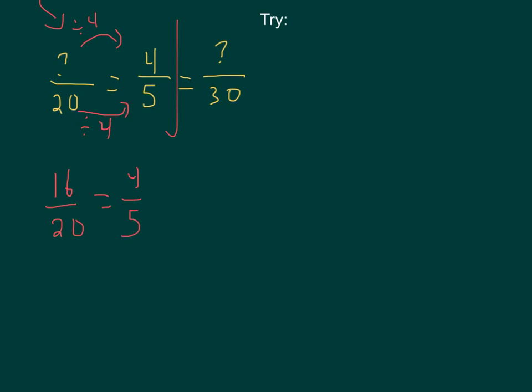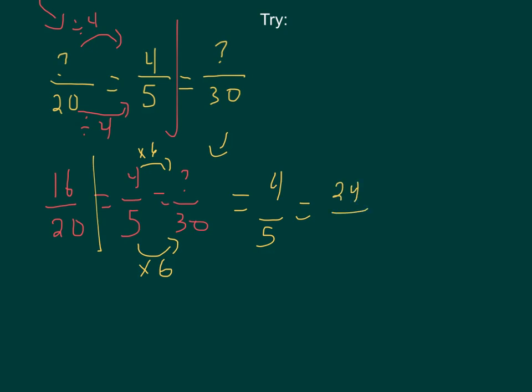Now we work with the next part. So we are going to ignore the first half now, and just work with this side. So we'd ask ourselves, 5 times what gives us 30? Well, 5 times 6 will give us 30. Whatever we do to the bottom, we do to the top. 4 times 6 will give us 24. So our new answer is 4 over 5 equals 24 over 30.